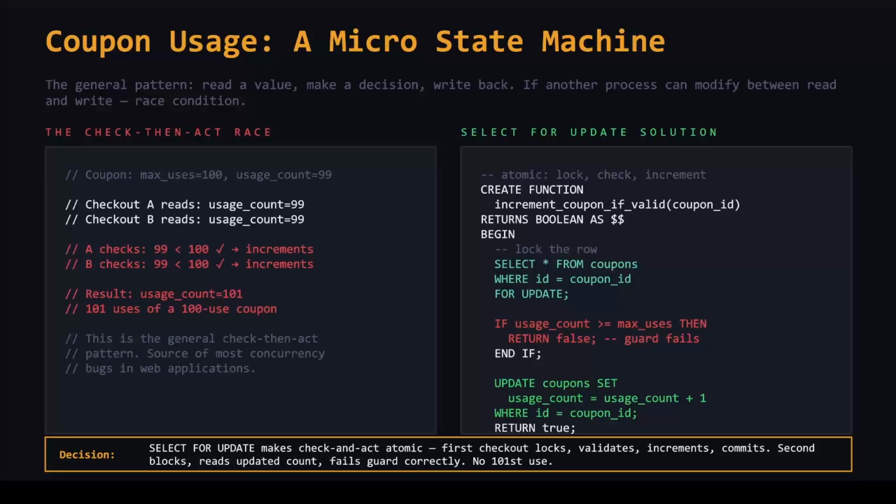My increment-coupon-usage-if-valid function uses SELECT FOR UPDATE to lock the coupon row. The first checkout acquires the lock, reads 99, passes the guard, increments to 100, commits. The second blocks, acquires the lock, reads 100, fails the guard because 100 is not less than 100, and returns an error. No 101st use.